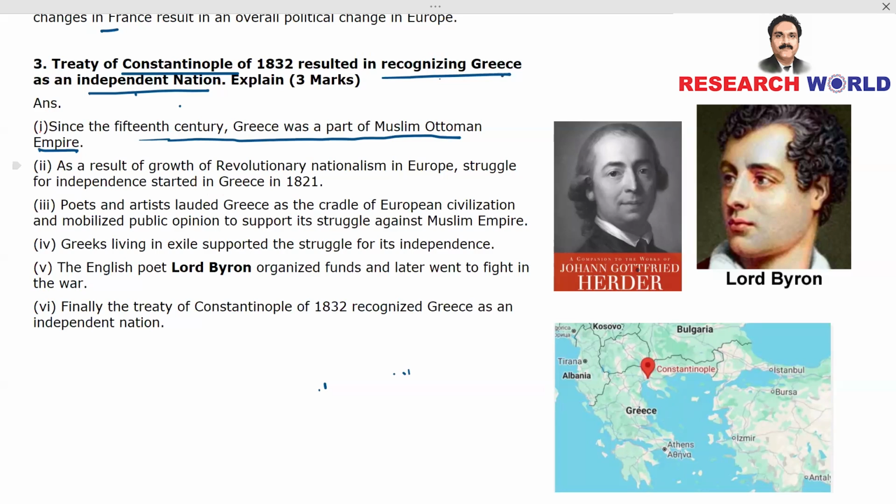As a result of growth of revolutionary nationalism in Europe, see the next keyword is revolutionary nationalism in Europe. In the second question, we did talk about revolutionary nationalism, and as a result of growth of revolutionary nationalism in Europe, struggle for independence started in Greece in 1821.